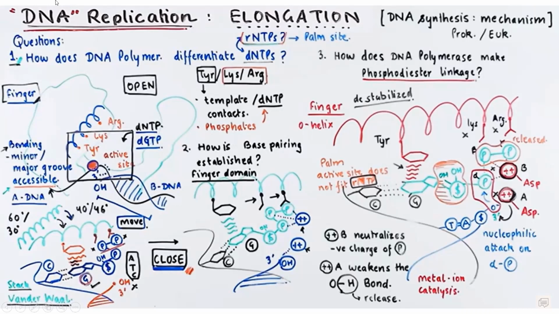The proper position of the correct dNTP is also mediated by the lysine and arginine on the finger domain, as they make weaker but important contacts with the beta and gamma phosphate of the dNTP. So now we are starting to see how these three residues are essential in this process.